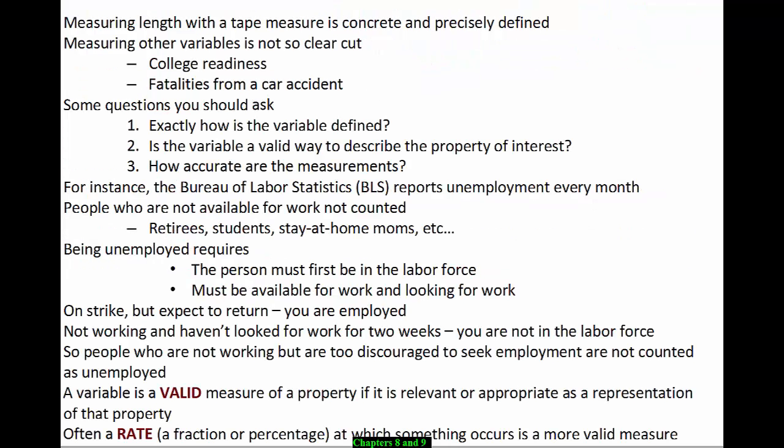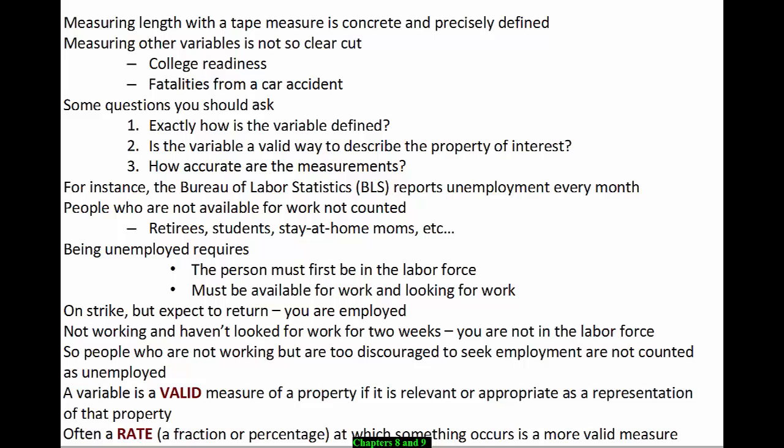Measuring length with a tape measure is concrete and precisely defined. Measuring other variables is not so clear-cut. Think about measuring college readiness. The admissions departments at universities are tasked with measuring college readiness. This is how they make decisions on who to send acceptance letters to. This is not very clear-cut and easy to decide.